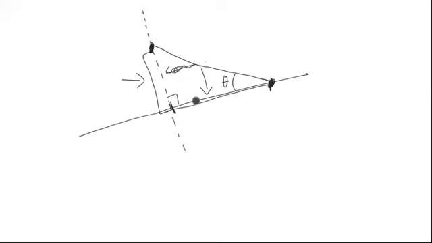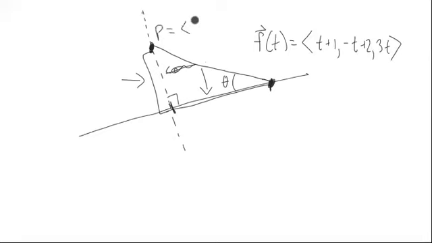So let's take a line, and let's say the line is given by a vector equation. Suppose it's something like t plus 1, negative t plus 2, and 3t, just like that. Okay, so that's our vector equation. And let's suppose that our point right here is 2, negative 3, and 5.